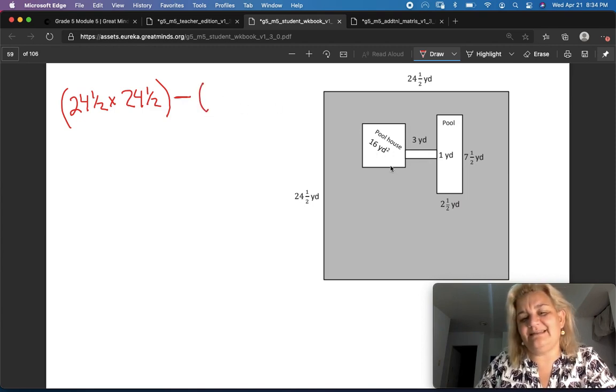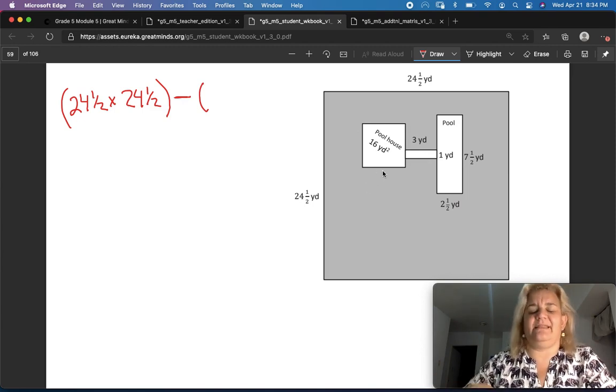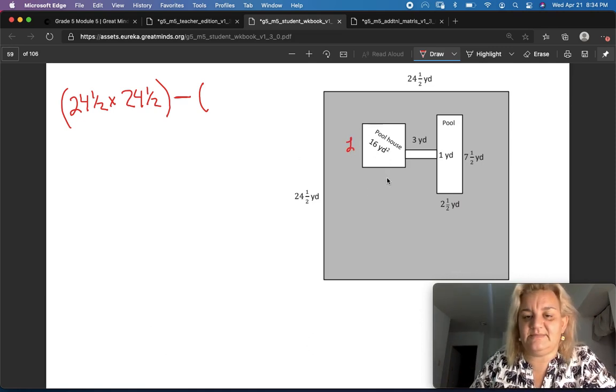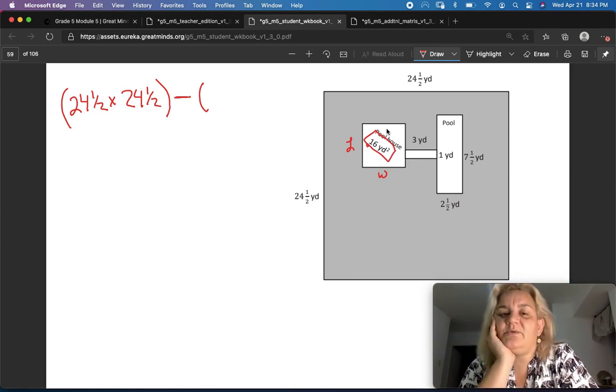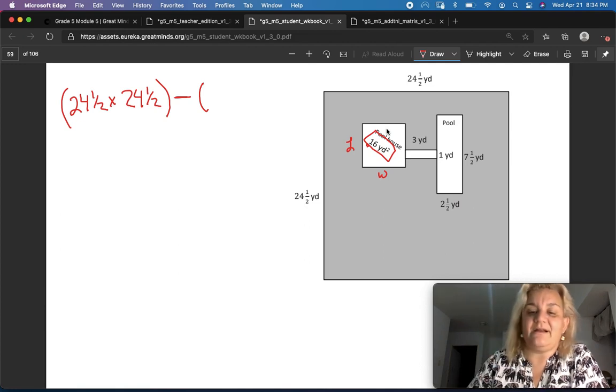What times itself is going to give us 16? It's a square root problem. We haven't done square roots. But think about it this way. It's a square, okay? So the length of this pool house and the width of this pool house are the same, because we know the area is 16 yards squared. So 2 times 2 would be 4. 3 times 3 would be 9. And 4 times 4 would be 16. If it were any bigger, 5 times 5, it would be 25. So we already know the answer. We know that the length and the width is 4. Okay?